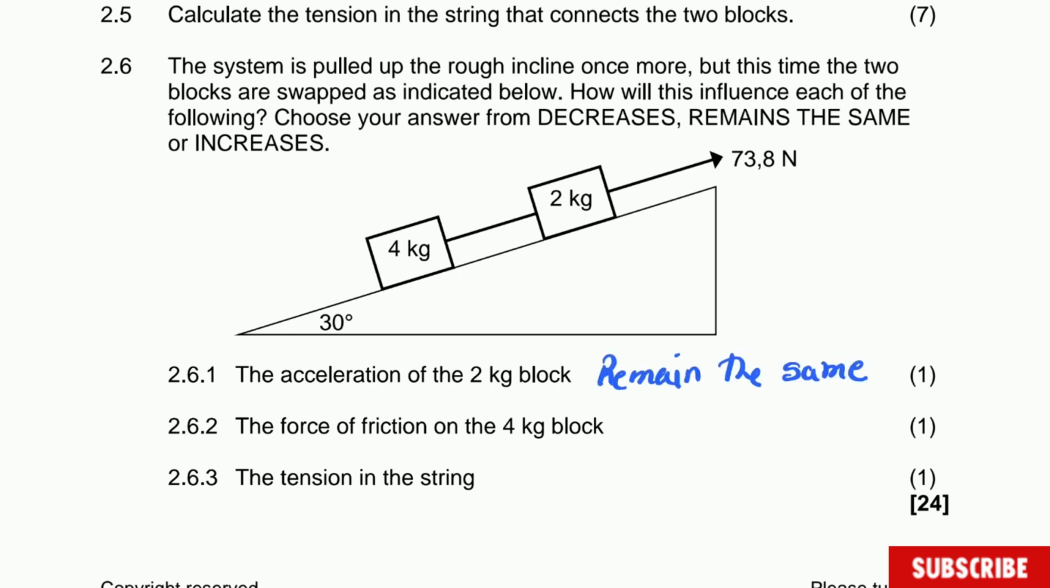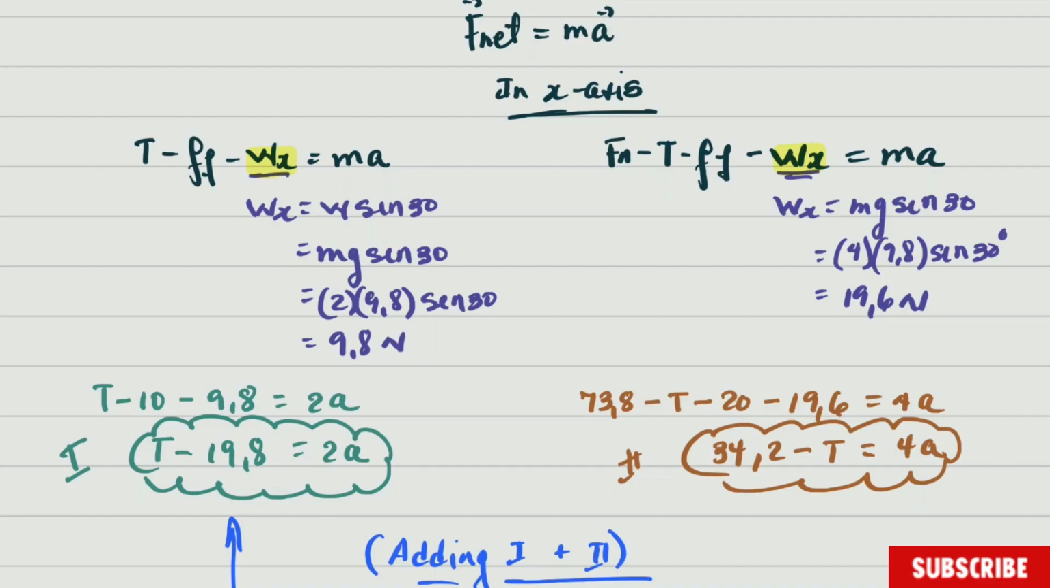The force of friction on the 4 kilogram block will also not be affected because it doesn't matter which block is moving at the front and which one is moving at the back, as long as they're still connected and moving at the same acceleration and so on. So this is also remaining the same. And the final one is the tension in the string.